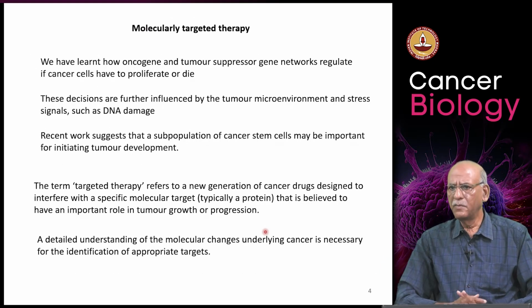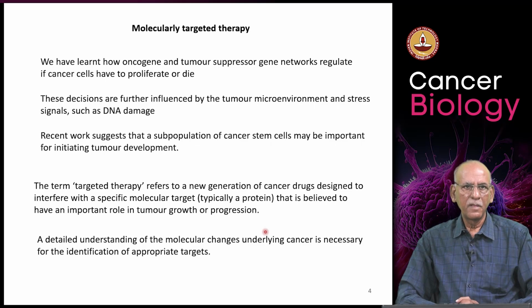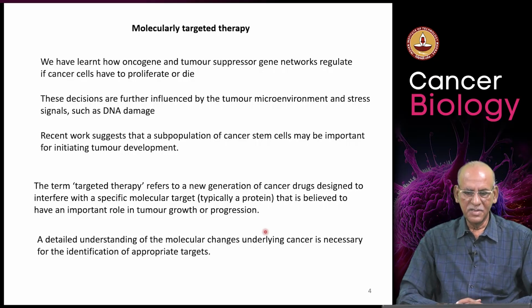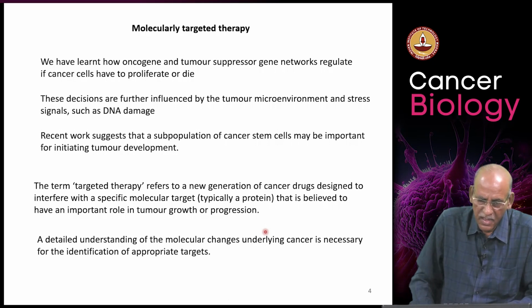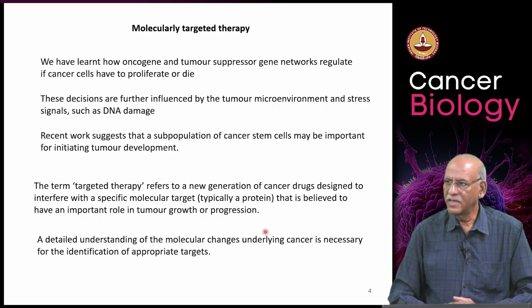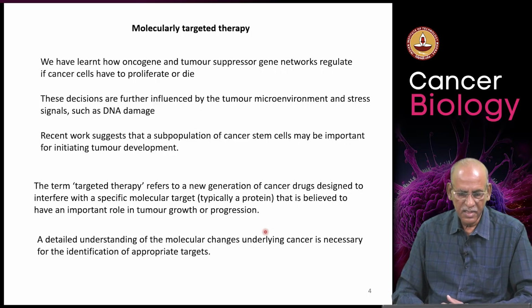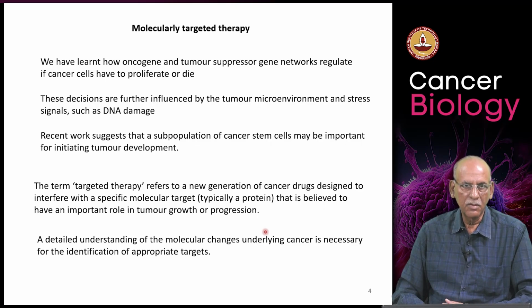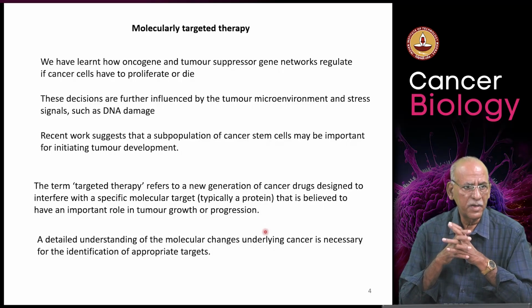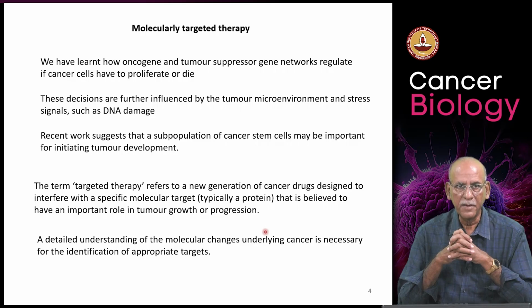I have already told you what the genes important in carcinogenesis are, like oncogenes, tumor suppressor genes, apoptosis regulators and DNA repair mechanisms and so on. These are further influenced by the microenvironment and stress signals, including DNA damage. The subpopulation of cancer stem cells, all these things we are just recapitulating. I have already told you cancer stem cells may be important for initiating tumor development.